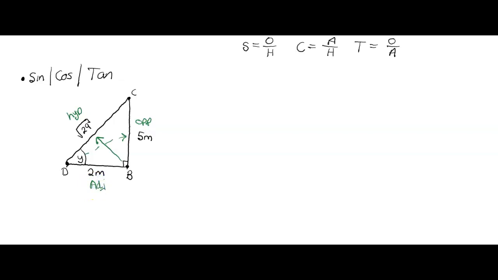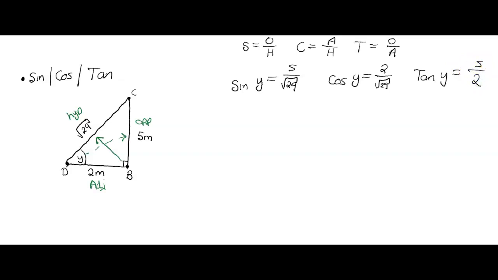Okay, so if we're asked for the sine of y, that is equal to opposite, so my opposite is 5 over my hypotenuse, which is root 29. If I'm asked for cos y, that is equal to adjacent, which is 2, over my hypotenuse, which is root 29. If I'm asked for tan y, that is equal to my opposite, which is 5, over my adjacent, which is 2.